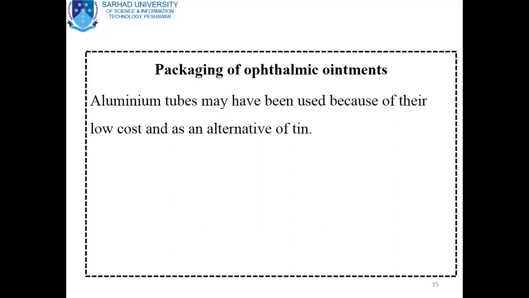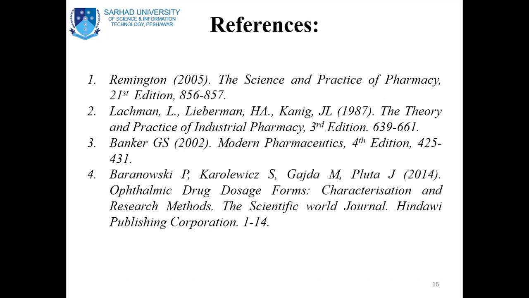Aluminium tubes may have been used for the packaging of ophthalmic ointments because of their low cost and as an alternative of tin. Aluminium tubes are used because of these reasons. It is one of the substitute of the tin tubes, and the second priority that is given to the aluminium tube is due to their low cost as compared to the other packaging.